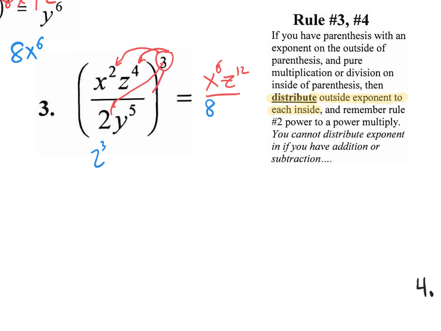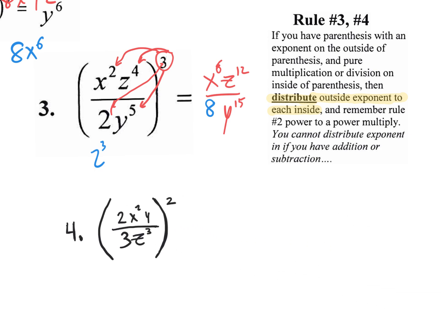And then you distribute the 3 to the power of 5, power to a power multiply, you're going to end up with y to the 15th power. And there's your final answer, x to the 6th, z to the 12th over 8, y to the 15th. You get it? Fun stuff, huh? Okay, let's try one more.